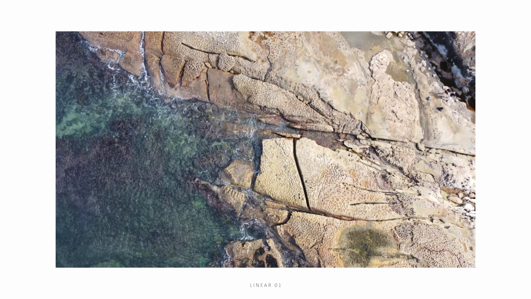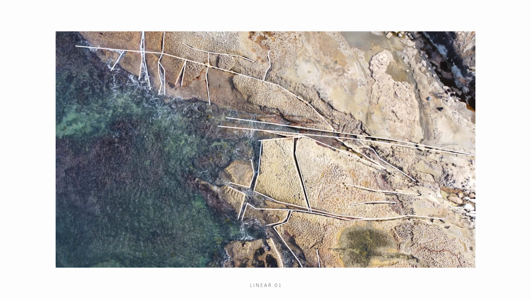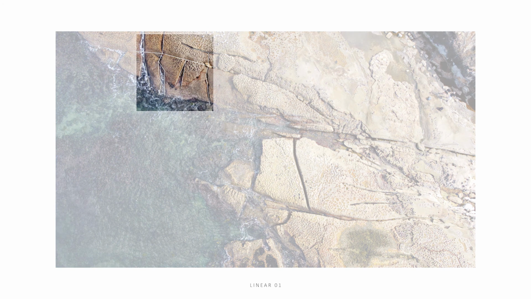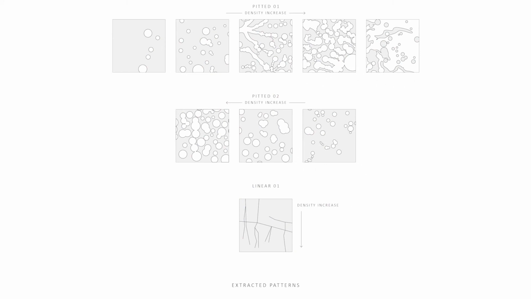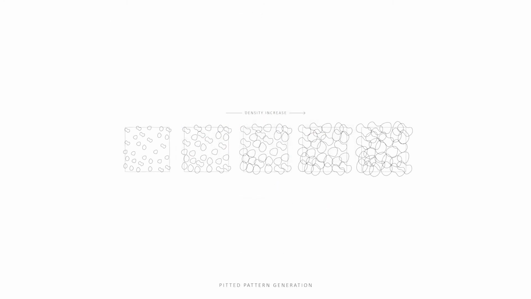In both the pitted and linear versions, we begin to see a clear geometric language appear. In these examples, we can see that an increase in density of pitting typically indicated a closer proximity to the water's edge and an increased sense of danger.